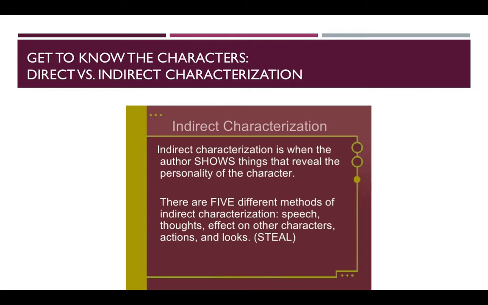Indirect characterization is when the author shows things that reveal the personality of the character. There are 5 different methods of looking at indirect characterization: speech, thoughts, effect on other characters, actions, and looks.